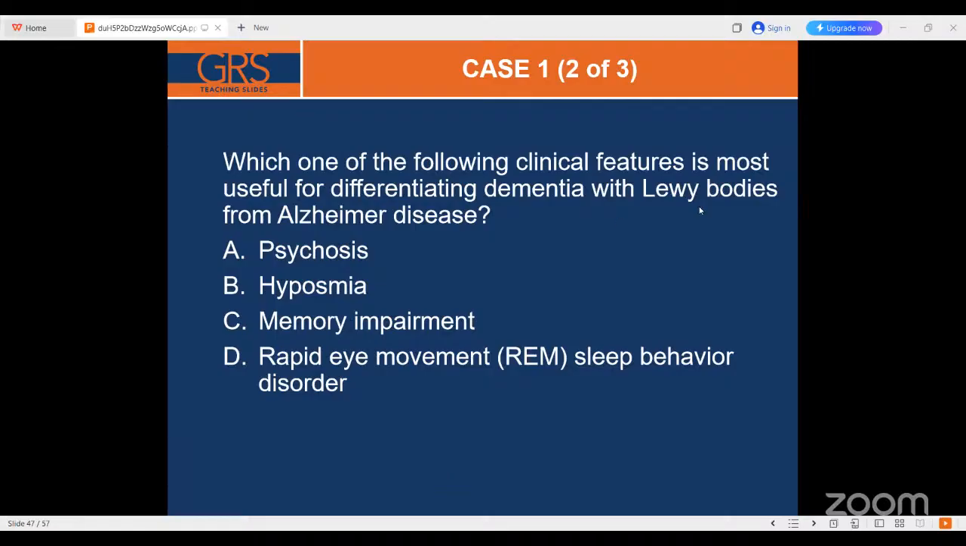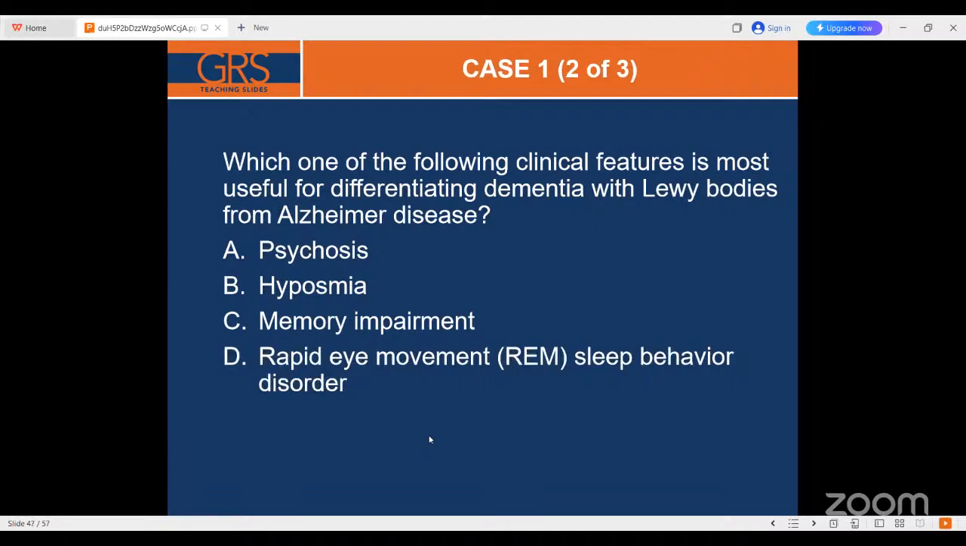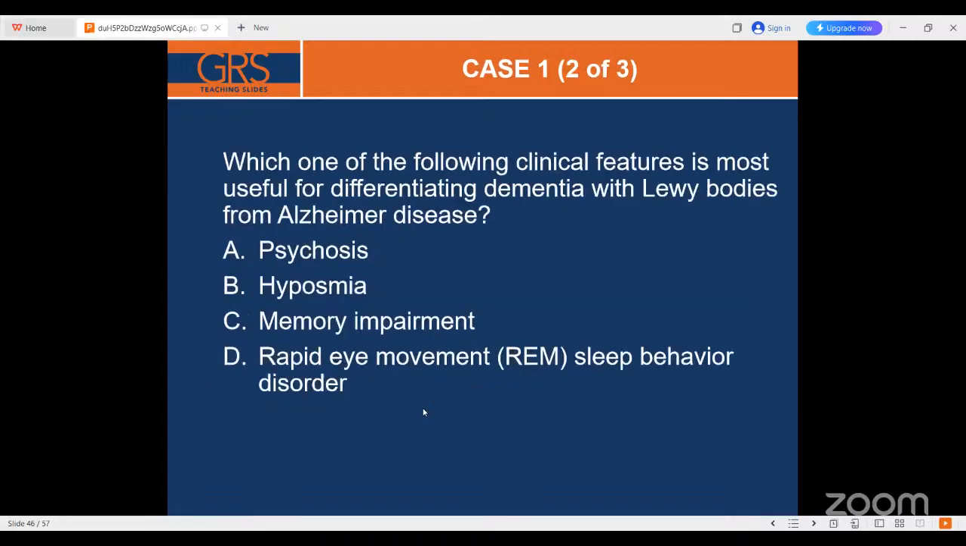So Lewy body dementia is known to affect rapid eye movement sleep and cause behavioral disorder, as we said. So answer D, you're right. What is unique in this case is that the patient has acted out his dreams for many years. This is pathognomonic for patients with Lewy body dementia. It affects rapid eye movement sleep and leads to sleep behavioral disorder.